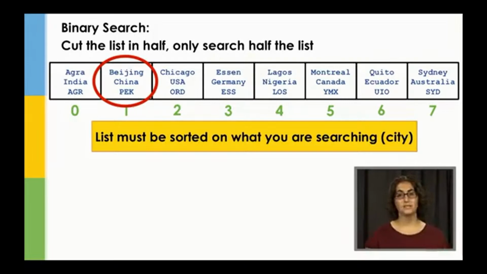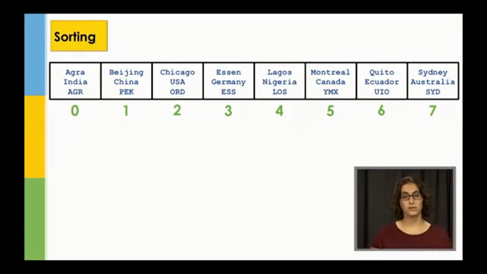And so again, we start by looking in the middle of our list of elements, and then we compare Beijing with Essen, and we see that Beijing is alphabetically earlier than Essen, and so we only need to look at the first half of the list because we have the list sorted in alphabetical order. So the order is really helping us out here. Now, think about this order.